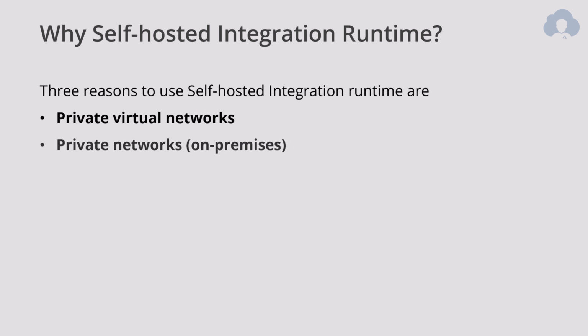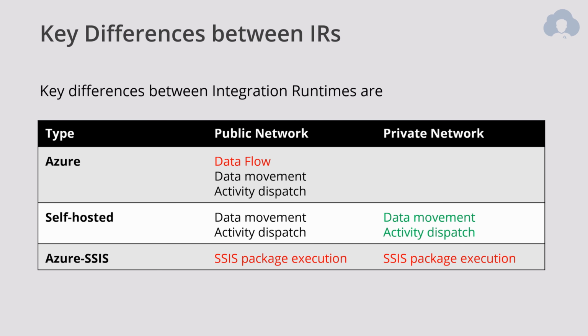So to summarize, you are using self-hosted integration runtime whenever you're connecting to private virtual networks, so on-premises environment, and bring your own driver scenarios. One of the key differences for self-hosted runtimes is that it can move data between private network sources, and it also can dispatch activities, so call external services for the private networks. But it cannot be used to run data flows, so if you're using mapping data flows, that's definitely not a scenario for you, and it cannot run SSIS packages at this moment. Those are the key differences that you should take into consideration whenever you're deciding to host your own integration runtime.